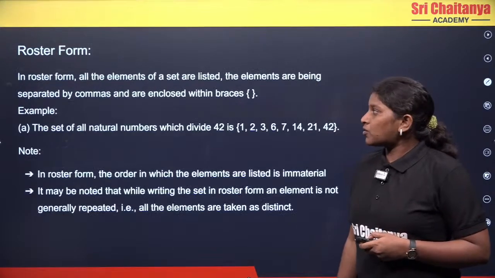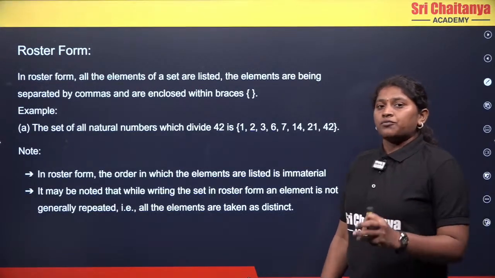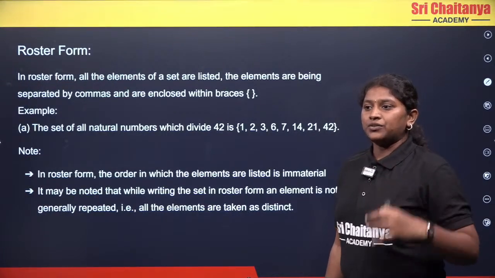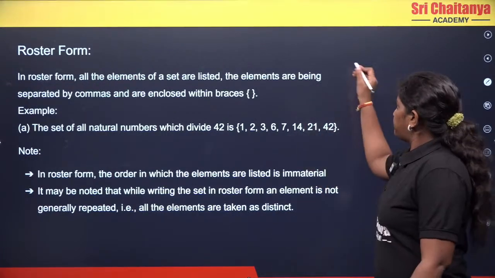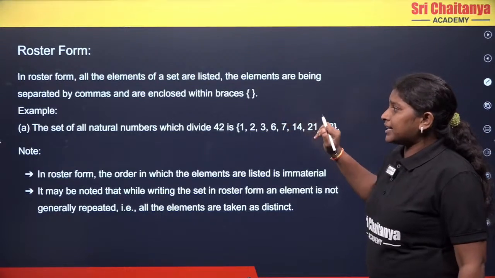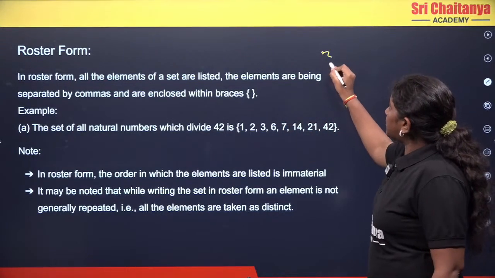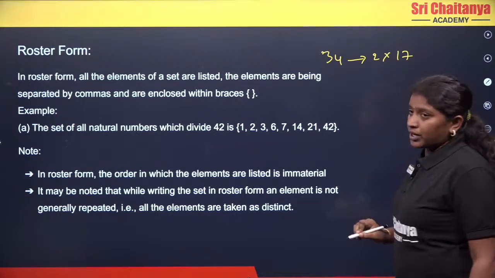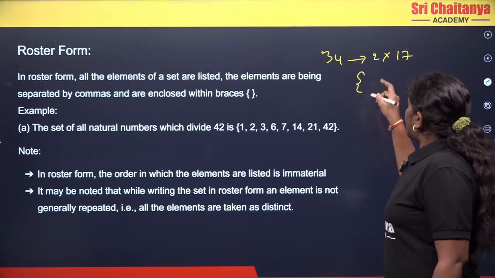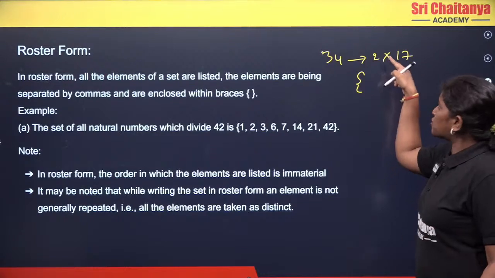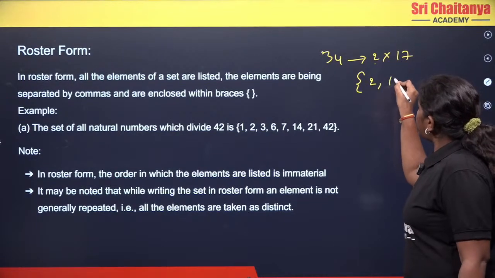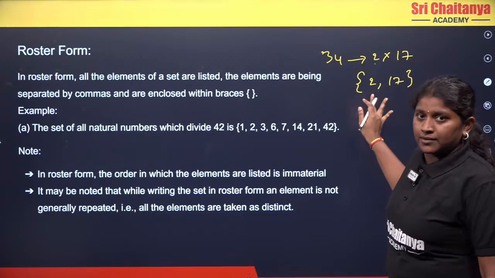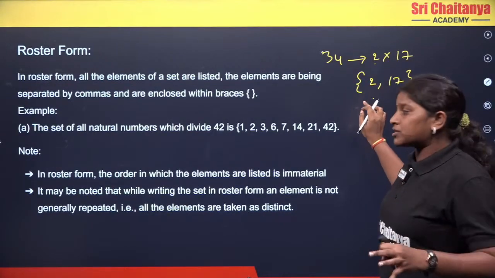So let's see what the roster form is. Roster form, as I told you, means we take the elements of the set individually. If you take an example of factors of 34, 2 into 17, it means 2 is a factor and 17 is a factor. So I am writing my factors as individual elements in the set. So this becomes your roster form.